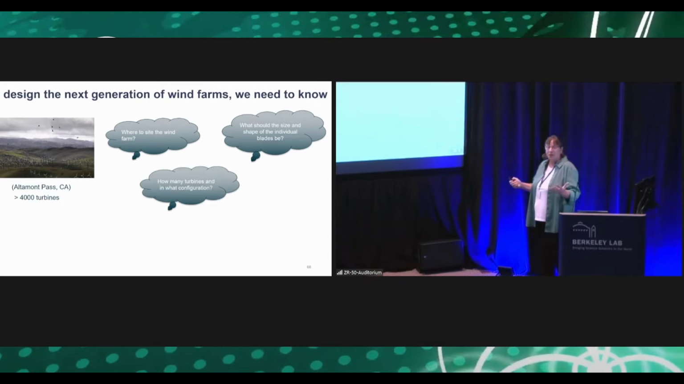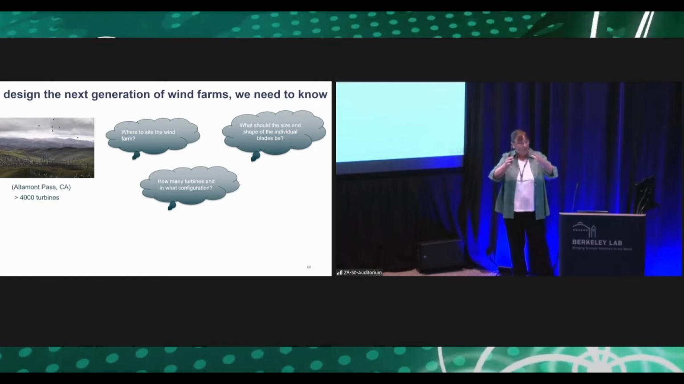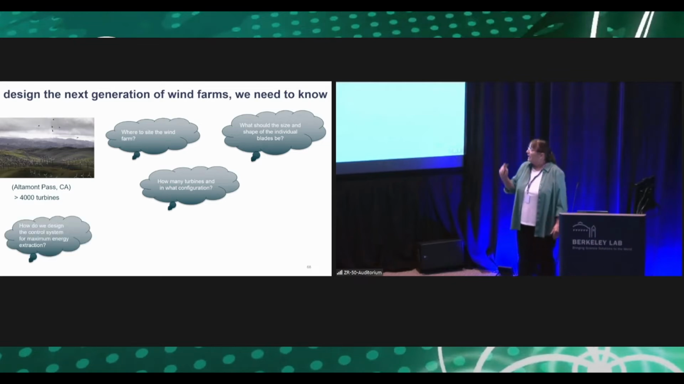Okay, how many turbines and in what configuration? Sometimes you'll see them stretched out in a line. Sometimes you'll see them in kind of a grid pattern. What determines that? Well, we're going to talk about that. And how many turbines? There's something like 4,930 turbines at the Altamont Pass.